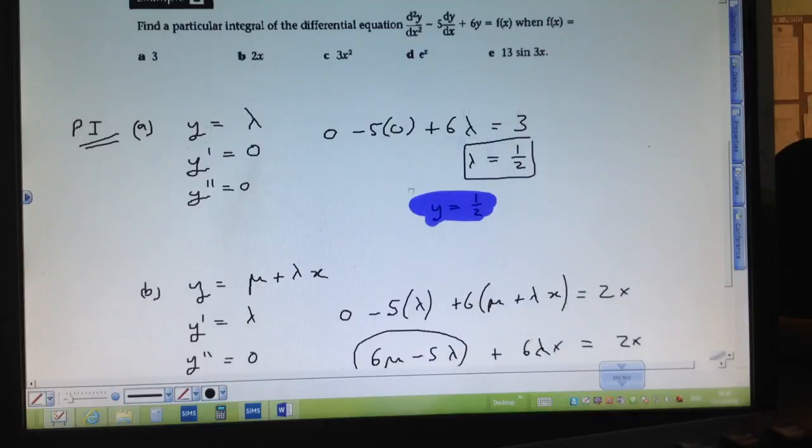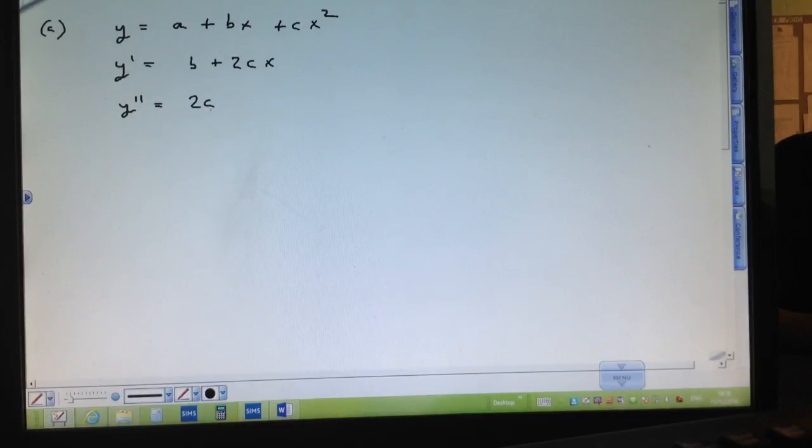And the particular is this 3x squared. So 3x squared. So if I go on to C, if it's 3x squared, that means it could be quadratic. So I have to try the most basic quadratic, which is a plus bx plus cx squared. Okay, differentiate it. Gives you y dash is equal to b plus 2cx, and differentiate it a second time, and you end up with 2c.